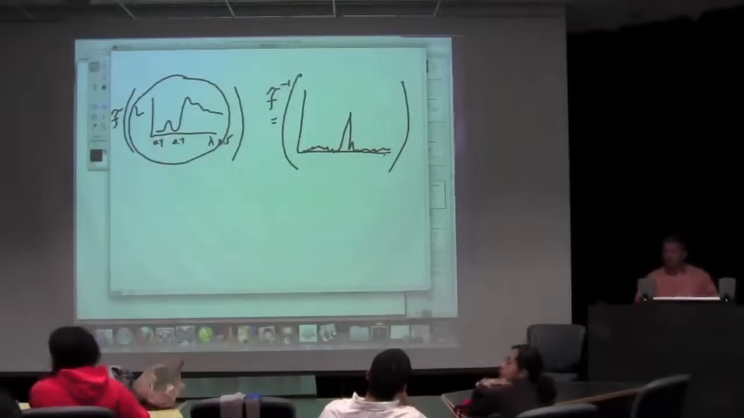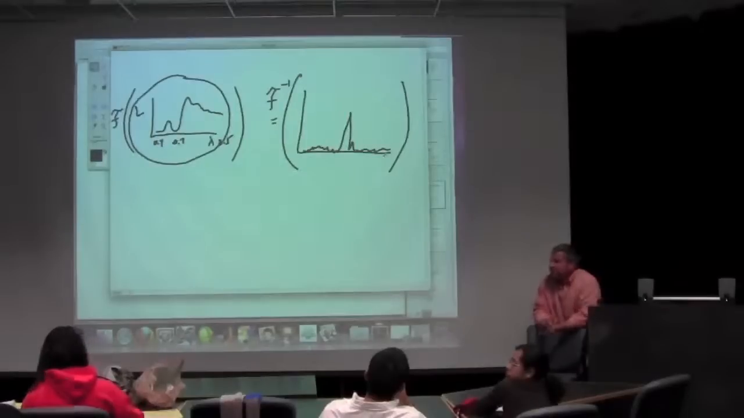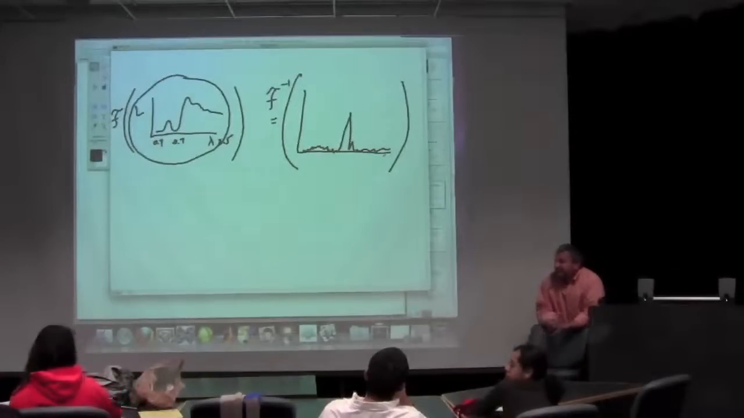Is it the magnitude or the amplitude? Because if it's the amplitude, then it can also be negative.